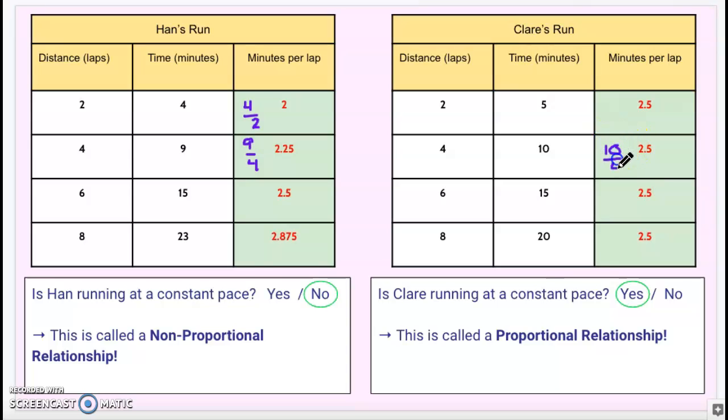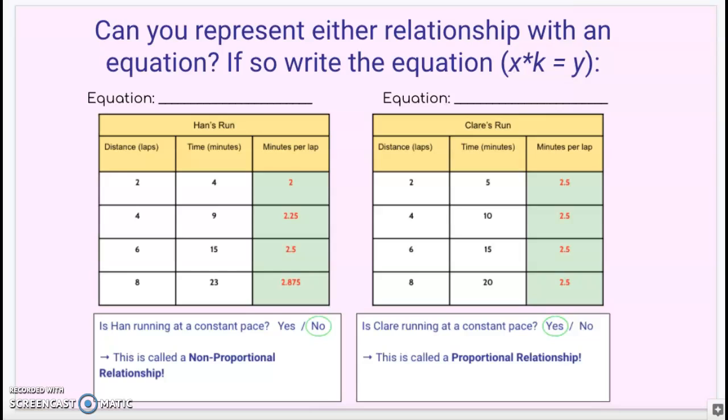10 divided by 4 is the same thing as 15 divided by 6. Remember that fraction bar means divide. So because all of these are the same numbers for Claire, she has a constant of proportionality and a proportional relationship. She's running at that constant speed versus Han was not. Awesome. All right, last thing that hopefully you got to, but if not, let's talk through it now.